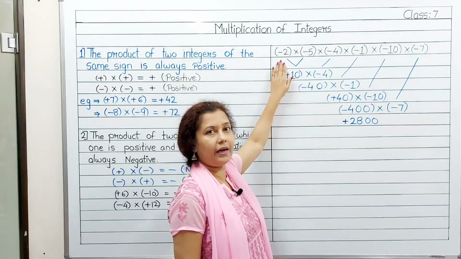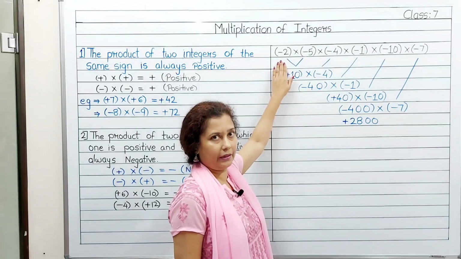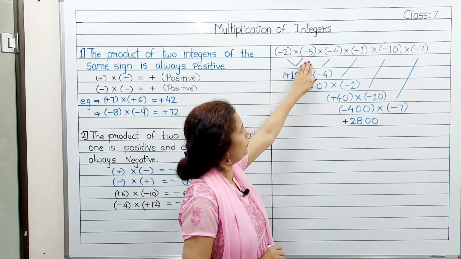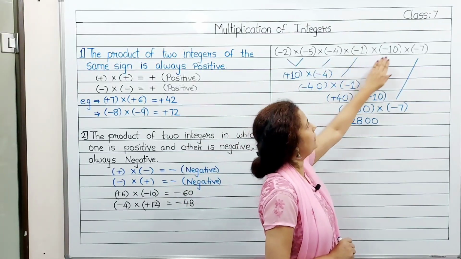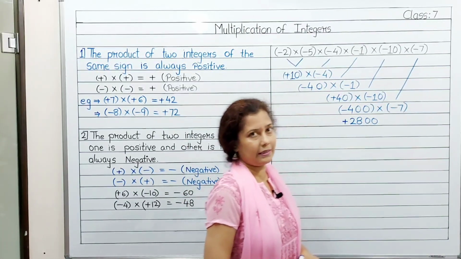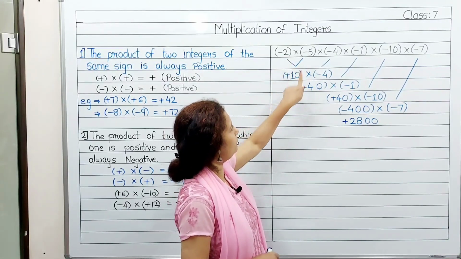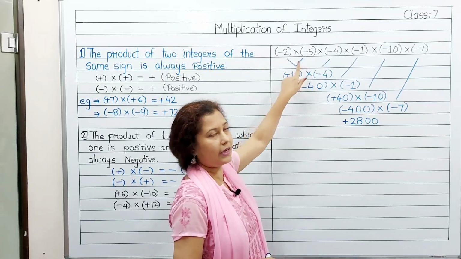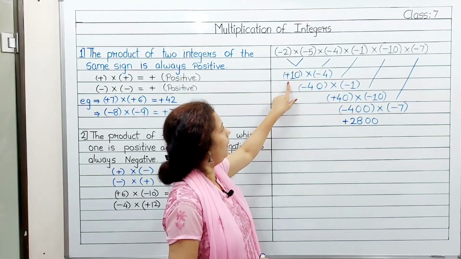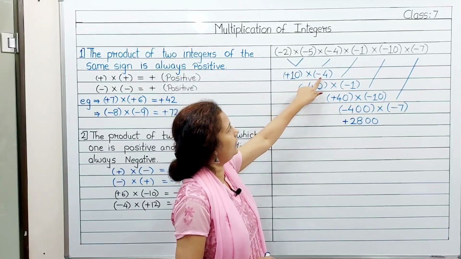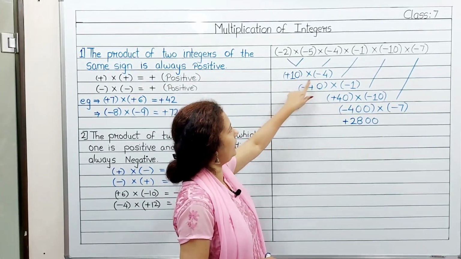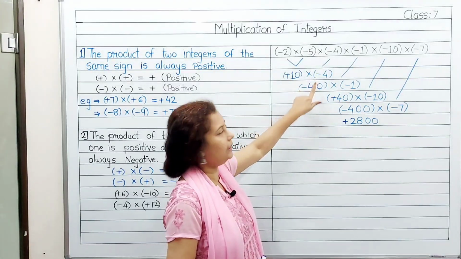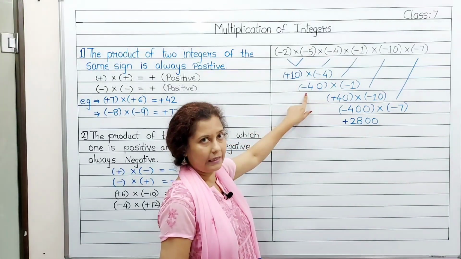Second example, here I have taken 6 negative integers, that is an even number of negative integers. Minus 2, minus 5, minus 4, minus 1, minus 10 and minus 7. 2 into 5 is 10. Both the integers are having the same negative sign, so the product will be positive. Plus 10 into minus 4. 10 into 4 is 40. Both the integers are having different signs, so we will get the result as negative.